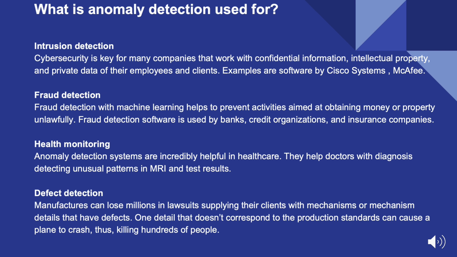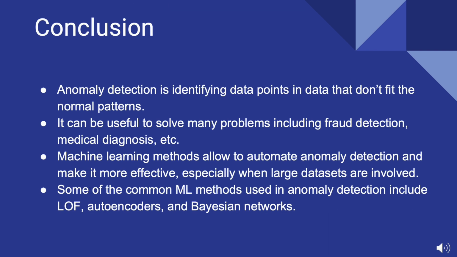and other parameters. Finally, the conclusion: anomaly detection is identifying data points in data that don't fit the normal patterns. It can be useful to solve many problems including fraud detection, medical diagnosis, etc. Machine learning methods allow you to automate anomaly detection and make it more effective, especially when large datasets are involved. Some of the common ML methods used in anomaly detection include LOF and Bayesian networks, etc.